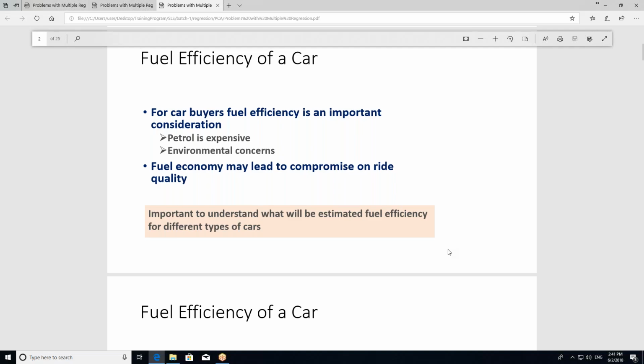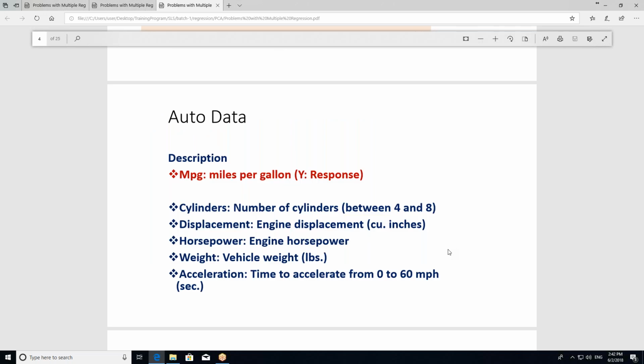Variables. Now I can have something like, you can see here, my y response variable is miles per gallon, and the independent variables are cylinders, displacement, horsepower, weight, and acceleration. So now tell me how cylinder is coming into the picture if I want to predict the mileage.